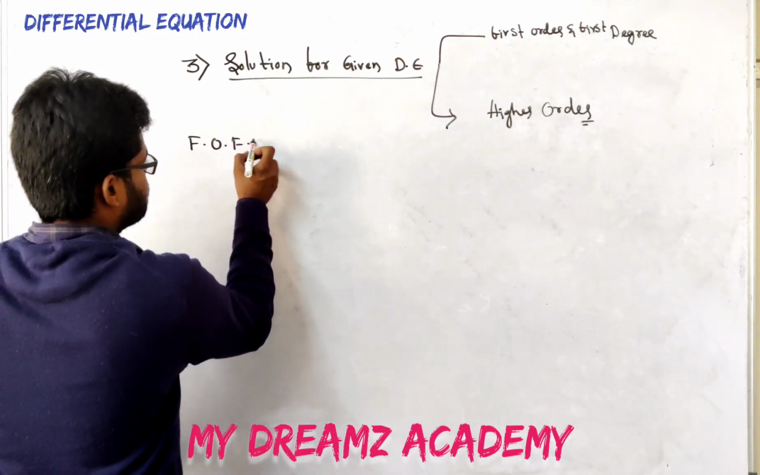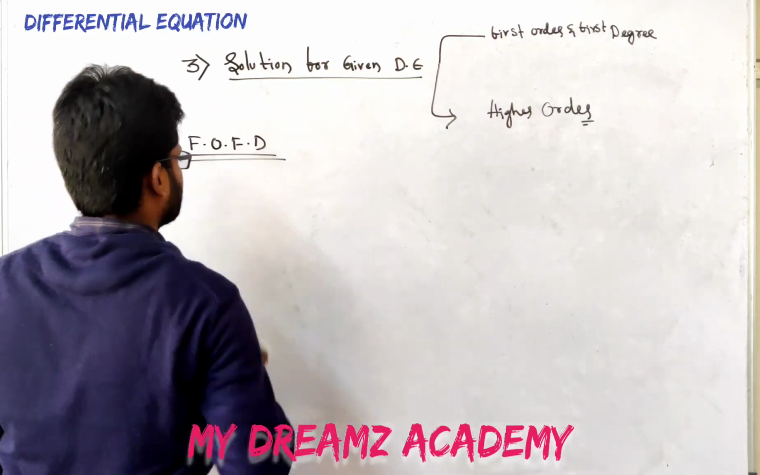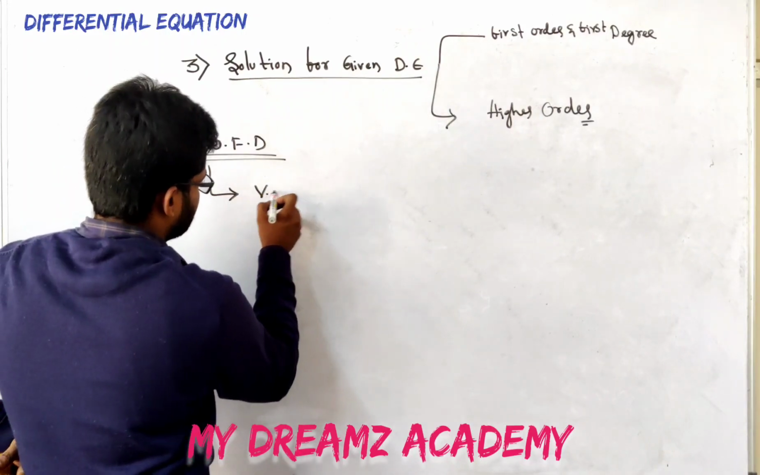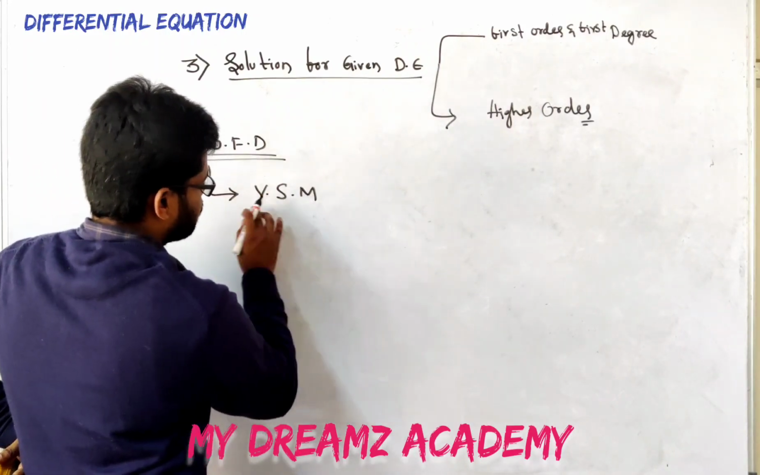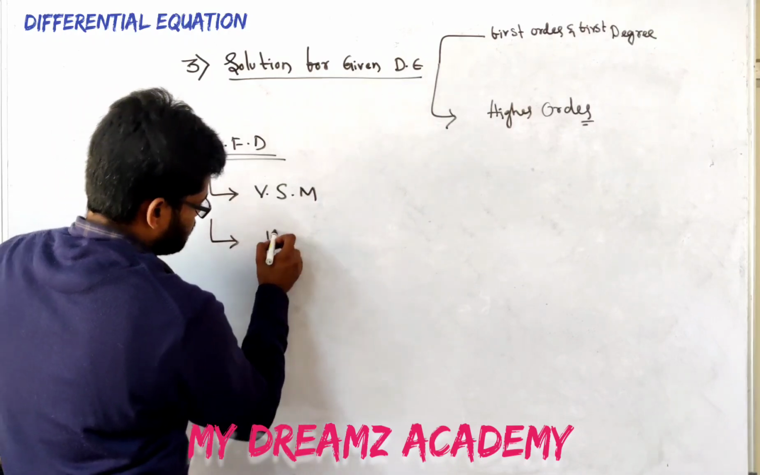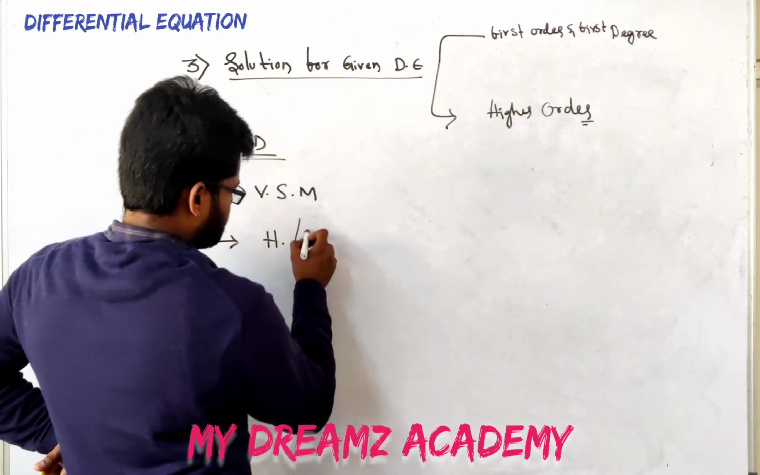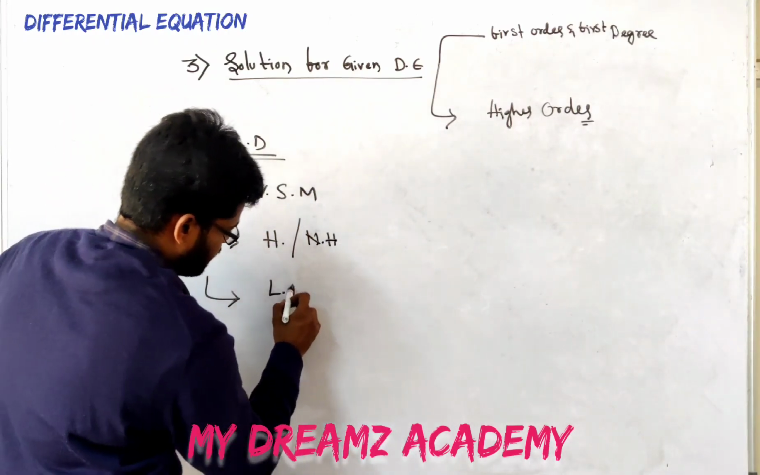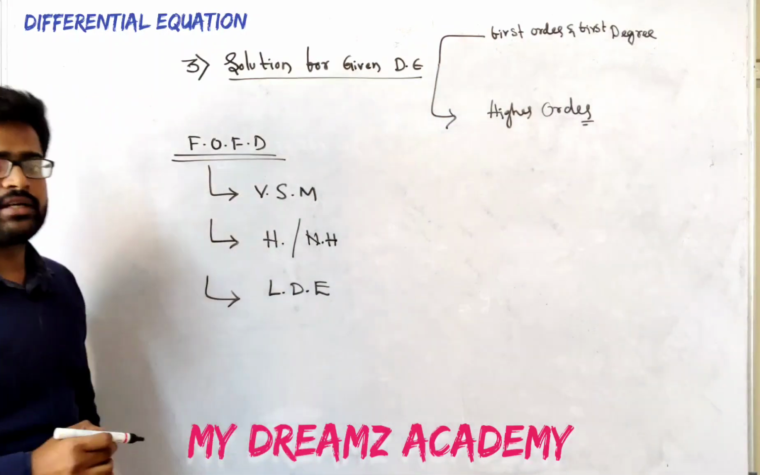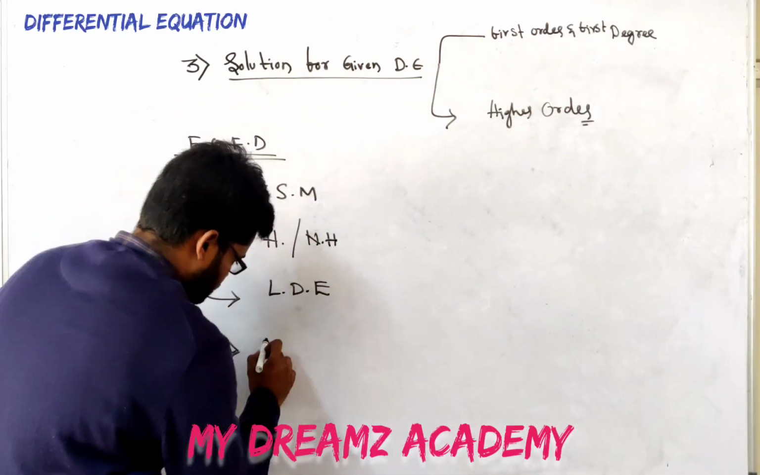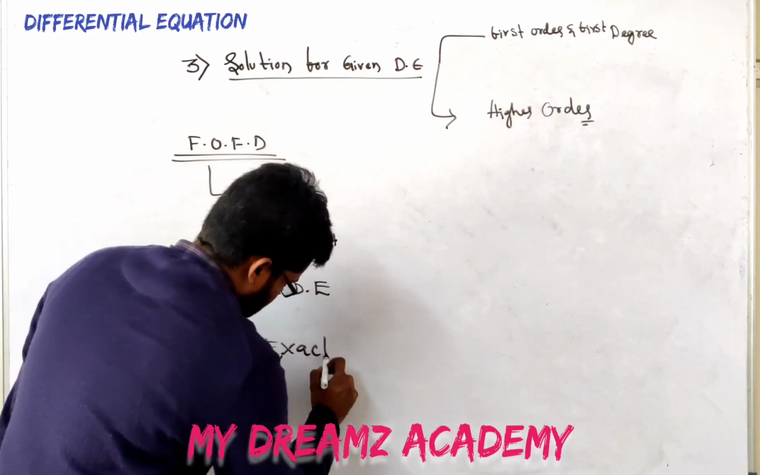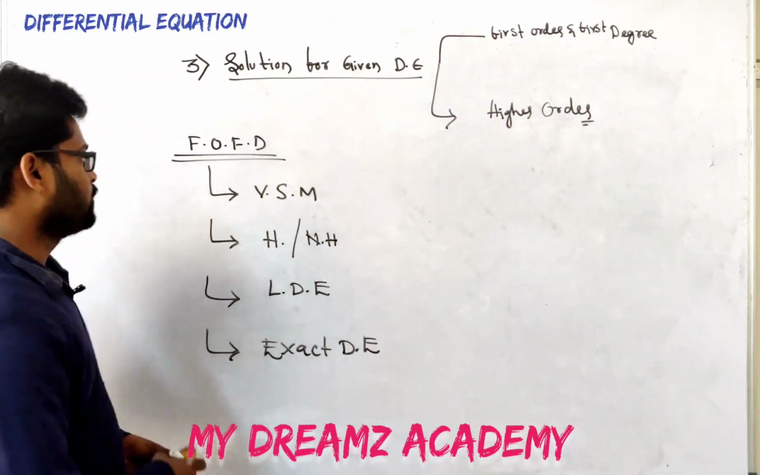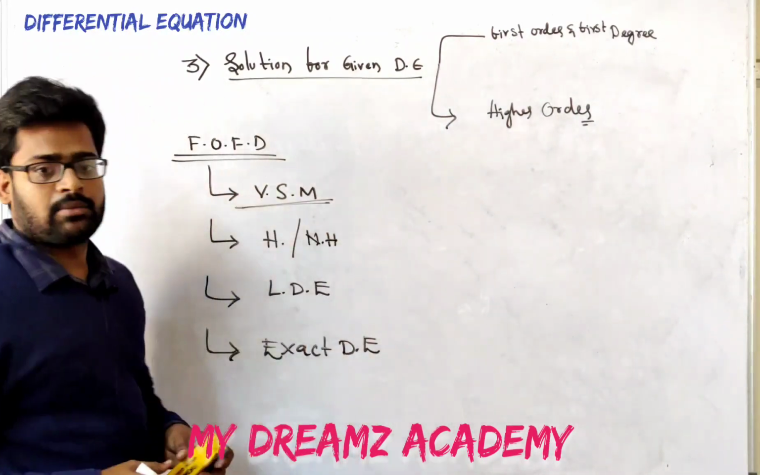For first order, first degree differential equations, we have 4 methods to find the solution. One is the variable separable method. Second one is the homogeneous or non-homogeneous method, third one is the linear differential equation, and next one is the exact differential equation. First we will see the variable separable method.